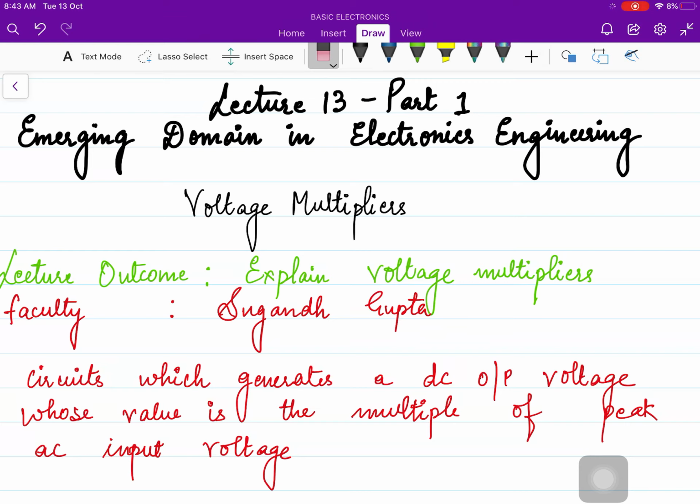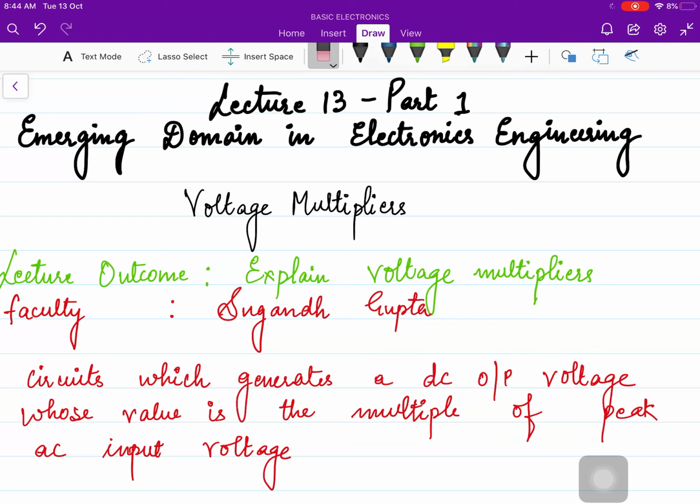Before moving on to the circuits of voltage multipliers, first of all we should understand what is the meaning of voltage multiplier. As the name itself implies, these are those circuits that will produce the multiple of the input voltage.